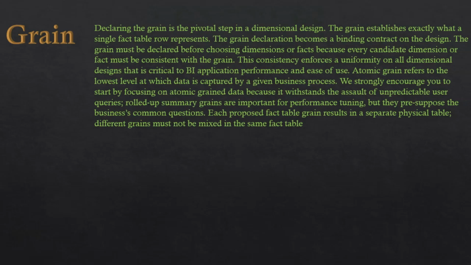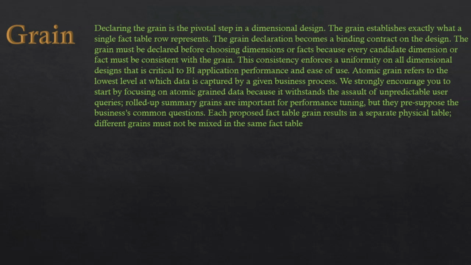The grain is the lowest level which we can look or identify in a database. The grain establishes exactly what a single fact table represents. The grain declaration becomes a binding contract on the design. The grain must be declared before choosing dimensions or facts because every candidate dimension or fact must be consistent with the grain. This consistency enforces a uniformity on all dimensional designs that is critical to BI application performance and ease of use.